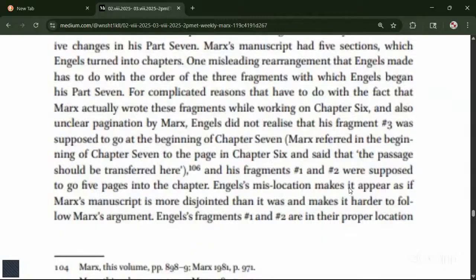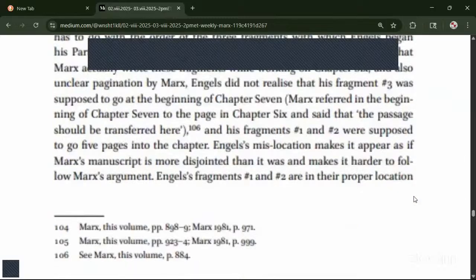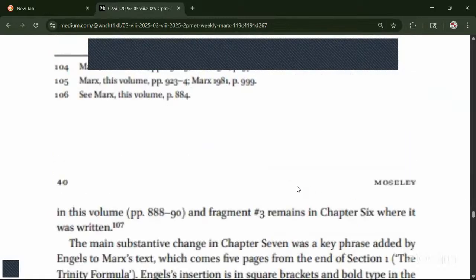Engels's fragments number 1 and number 2 are in their proper location in this volume, pages 888 to 890, and fragment number 3 remains in Chapter 6 where it was written.